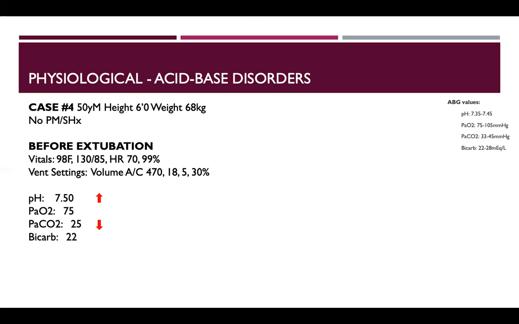So after being on volume AC 470, 18, 5, 30%, they now have a pH of 7.5 and a PaCO2 of 25. So what I'm trying to get across here is respiratory alkalosis, where basically the patient is a little bit too comfortable on the vent. We've done such a good job of providing them with the correct care and taking over the work of breathing for them, that now the patient's drive to breathe is kind of dampened a little.